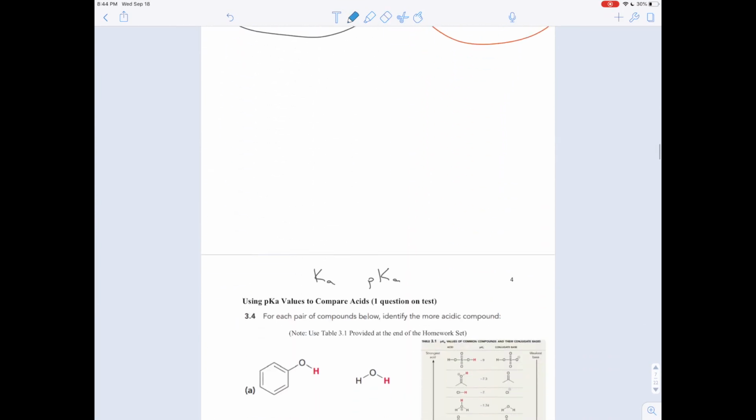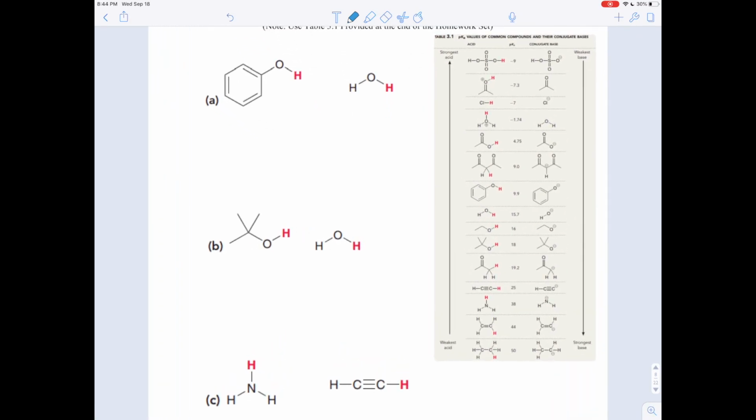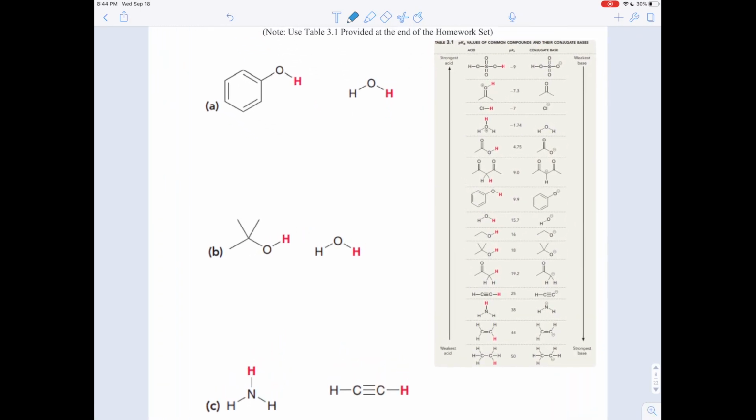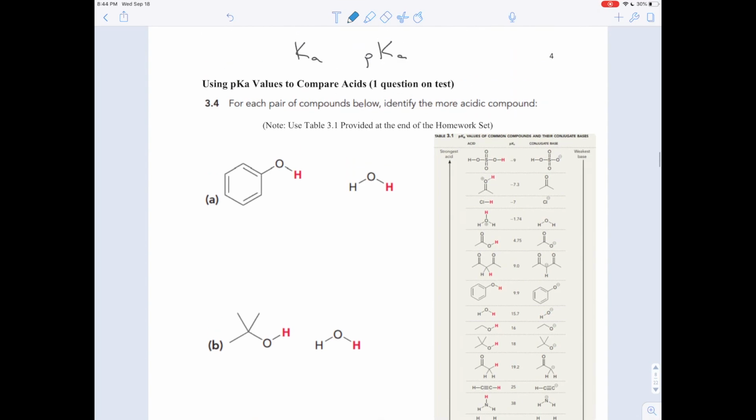So, now we're finally ready to look at this problem. Once you understand all of those concepts, solving these problems is relatively straightforward. It says for each pair of compounds below, identify the more acidic compound. So what are we looking for? More acidic, that's either bigger Ka or smaller pKa.